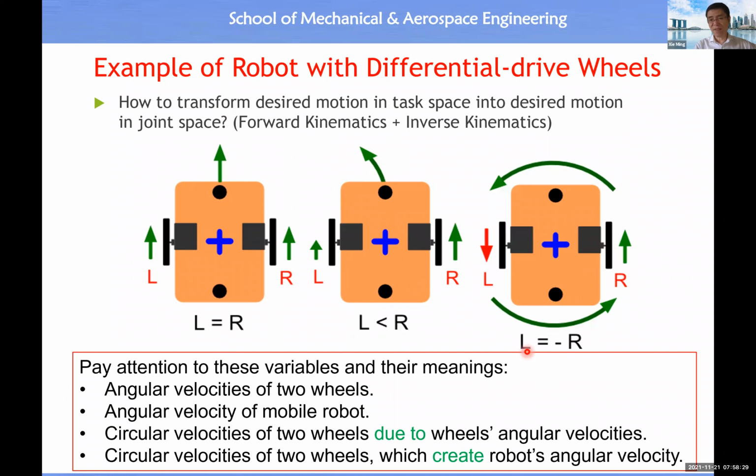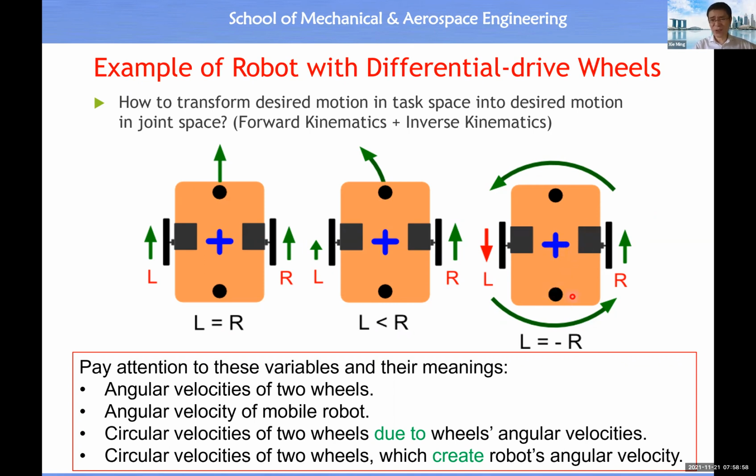Okay, if the velocity of these two wheels are equal in magnitude but opposite in direction, then this base will undergo a pure rotation. Then immediately you understand there is angular velocity produced on the body of the robot.